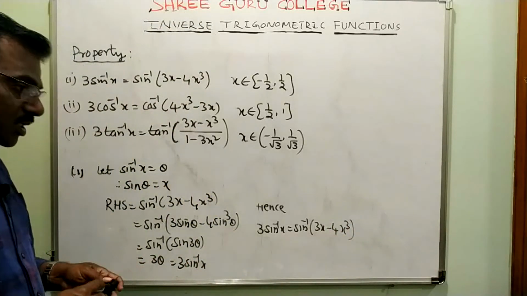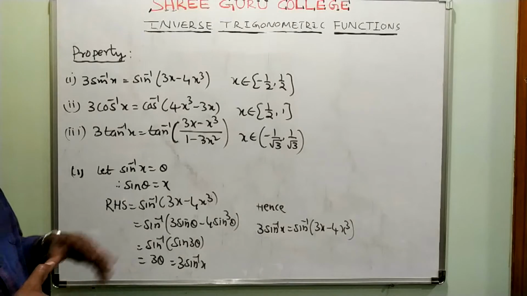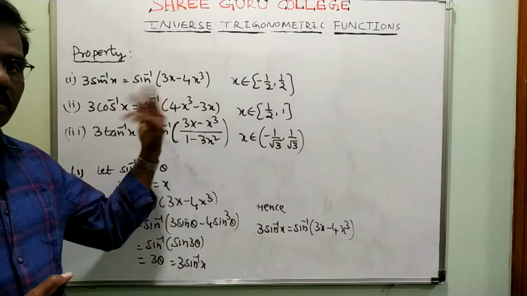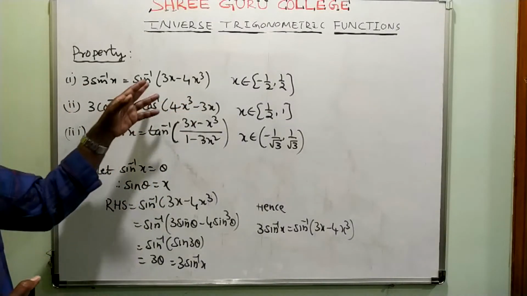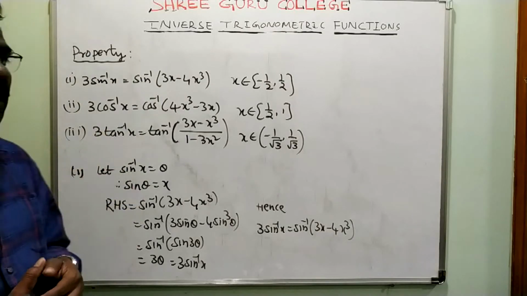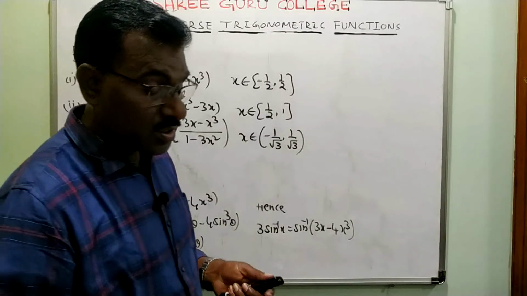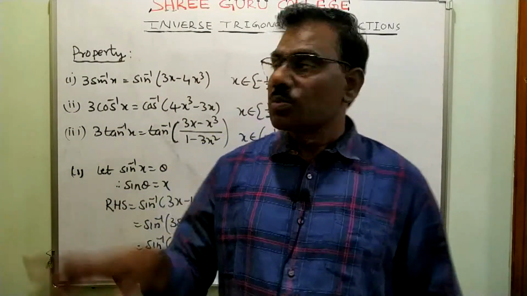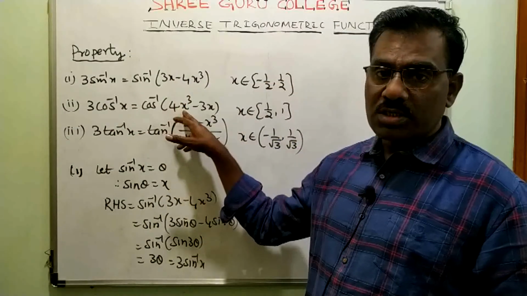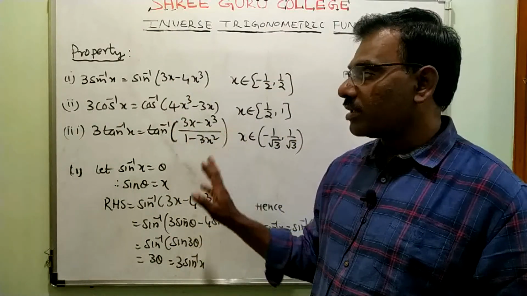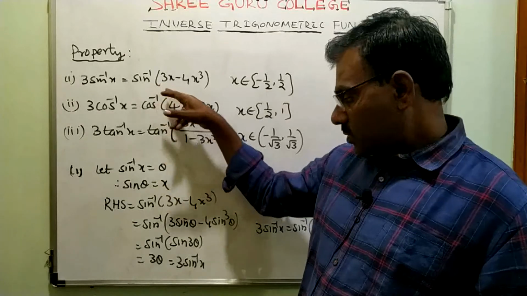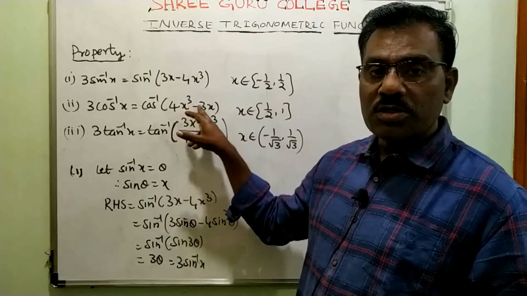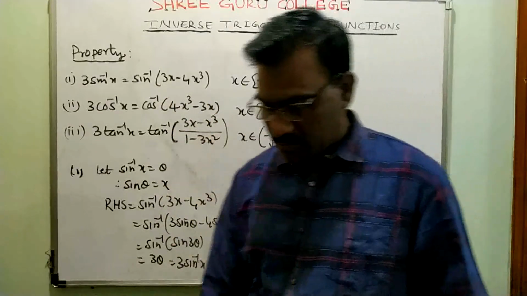So for this property, I am not taking LHS to RHS; better to take RHS to LHS. Which method are you taking? Substitution method. You are putting x is sin theta, x is cos theta, x is tan theta. Then sin inverse of sin 3 theta, cos inverse of cos 3 theta, tan inverse of tan 3 theta. Okay.